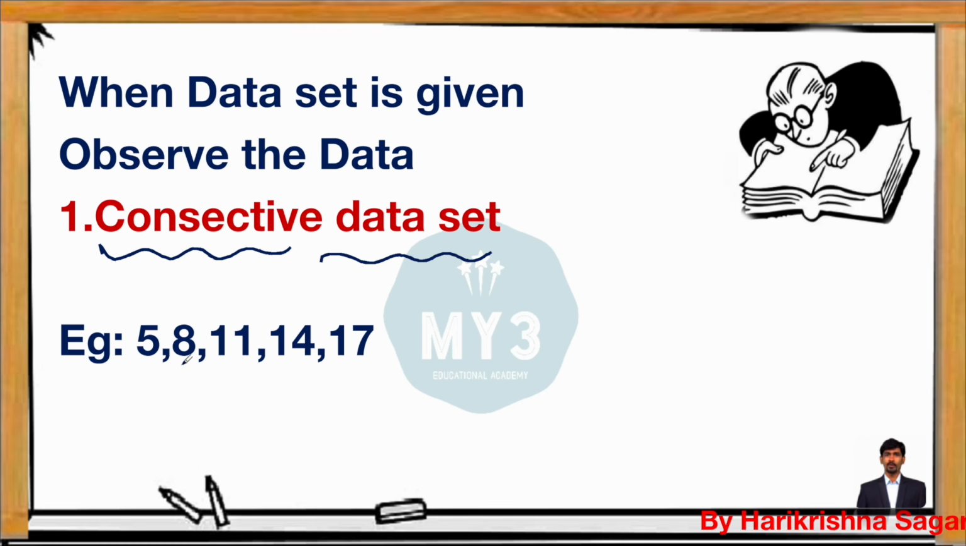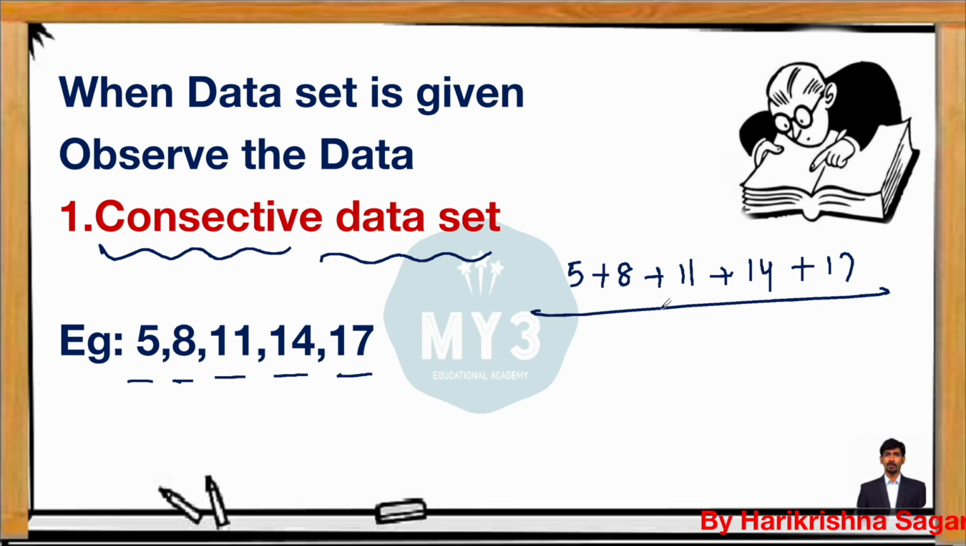For example, here we have to find the average of 5, 8, 11, 14 and 17. How to find the average? 5 plus 8 plus 11 plus 14 plus 17 divided by the total number of terms. How many terms are there here? There are 5 terms. So 5 plus 8 is going to be 13. 13 plus 11 is 24. 24 plus 14 is 38. 38 plus 17 gives a result of 55. 55 divided by 5, what is the result? We can say average is going to be 11. So you can find the average of this data set as 11.